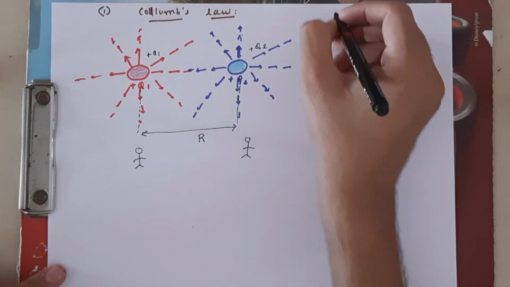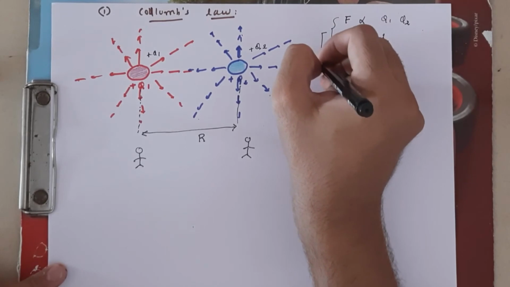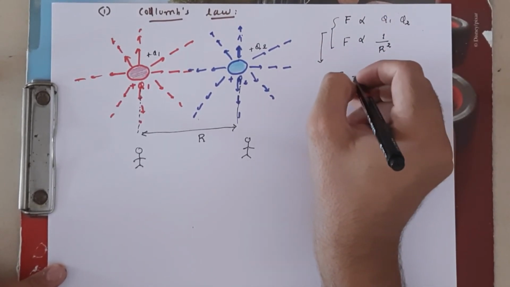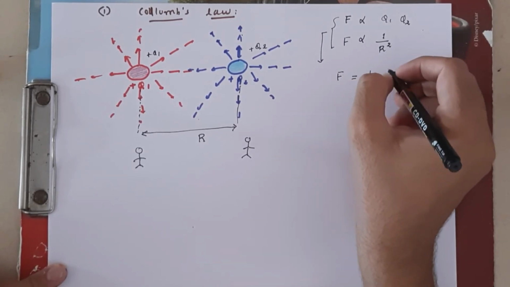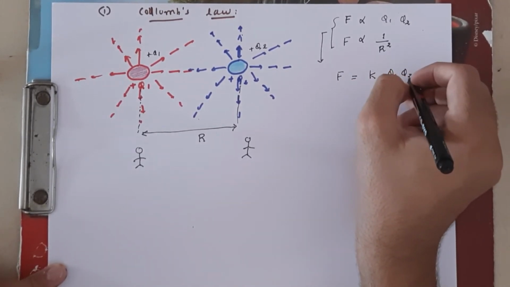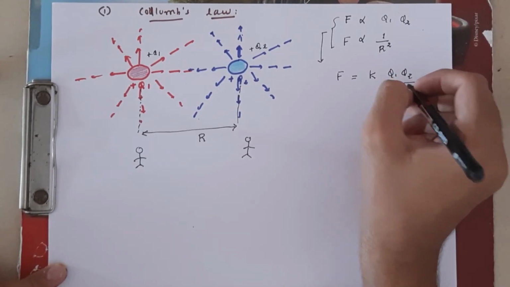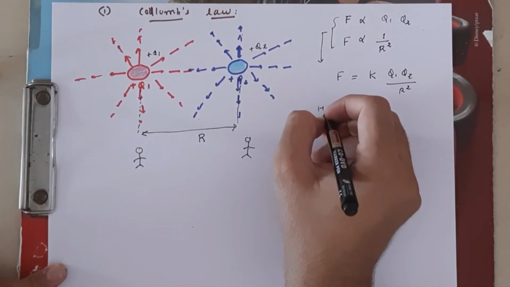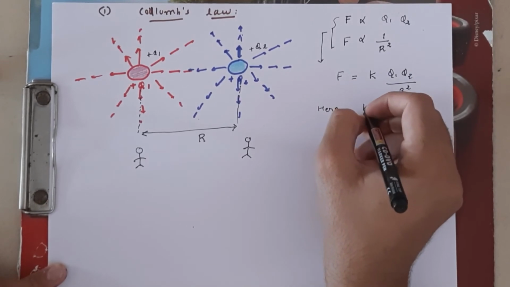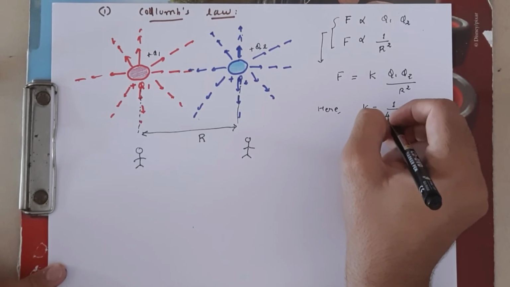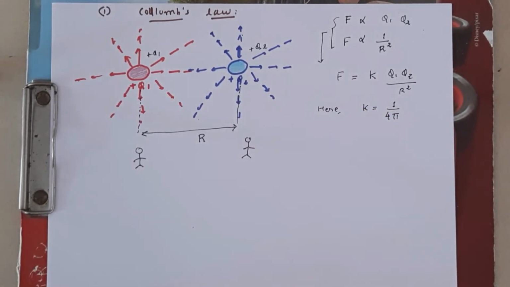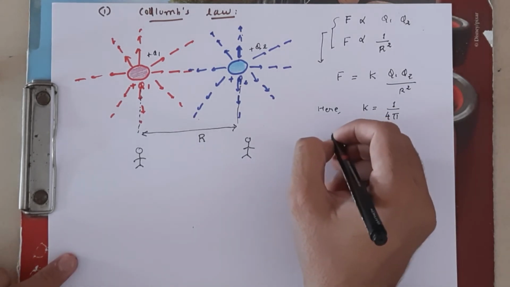Okay, so if I combine these two, I can write this equation in this way: F is equal to K Q1 Q2 upon R square, where K is a proportionality constant. Now here, what is K? As we know, K is equal to 1 upon 4 pi. K is nothing but 1 upon 4 pi. Again, it is scientifically proved that K is equal to 1 upon 4 pi.